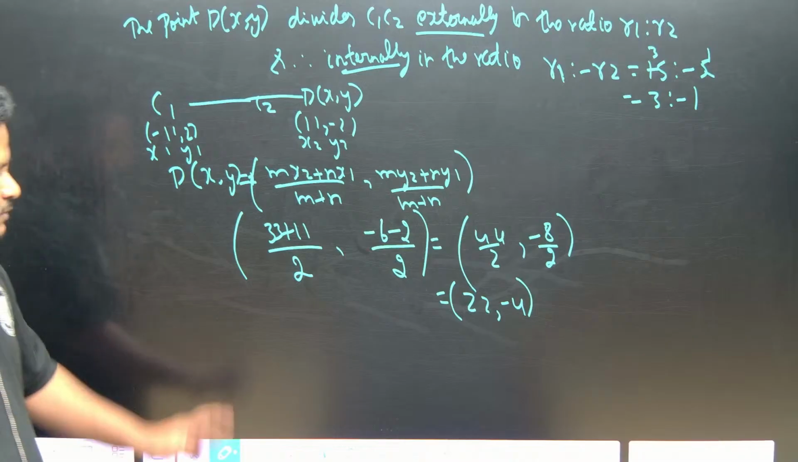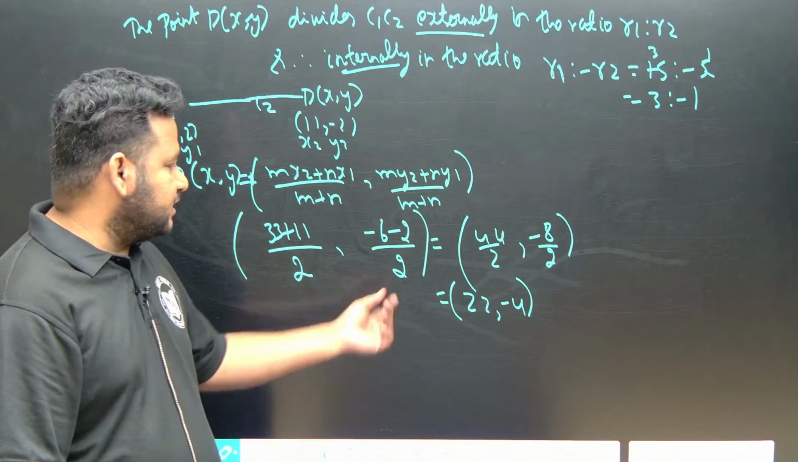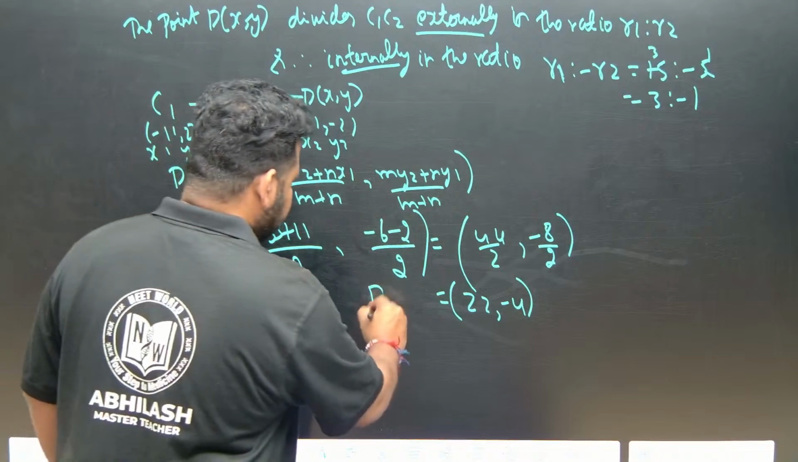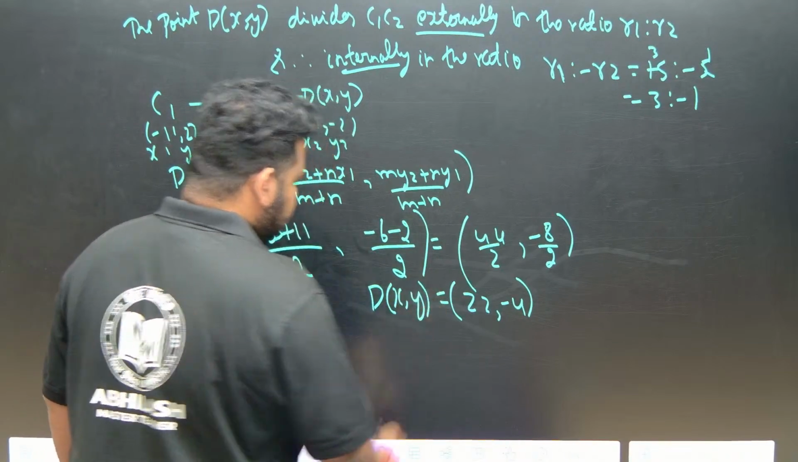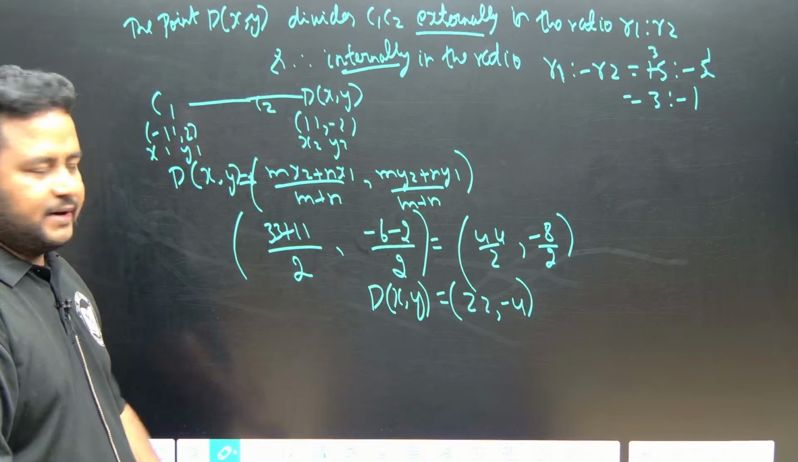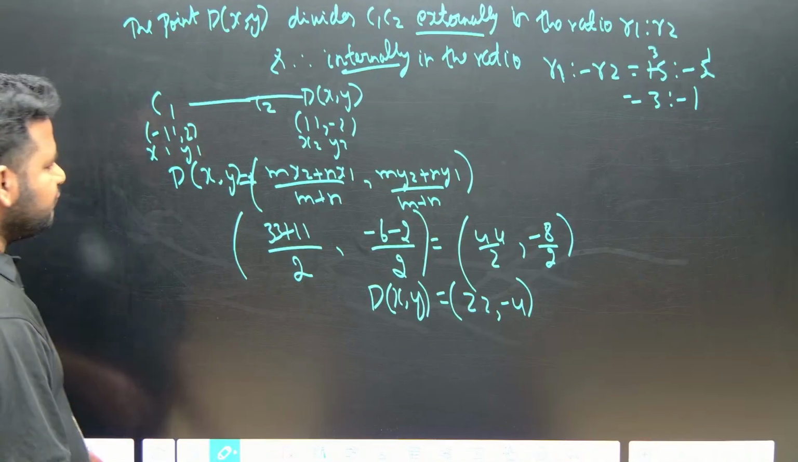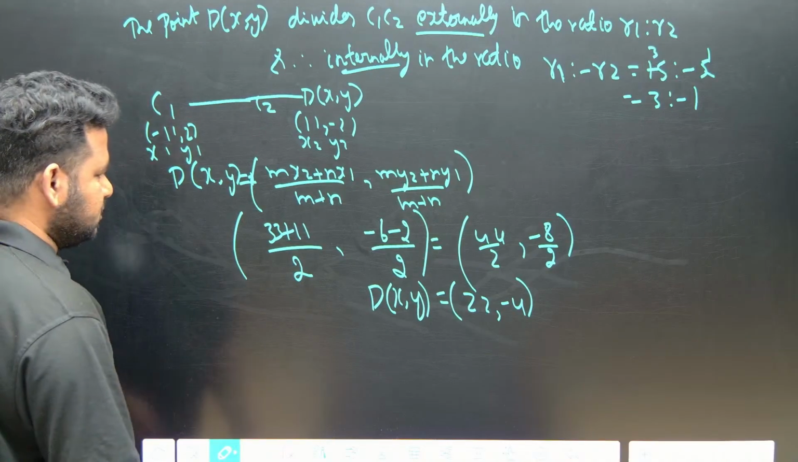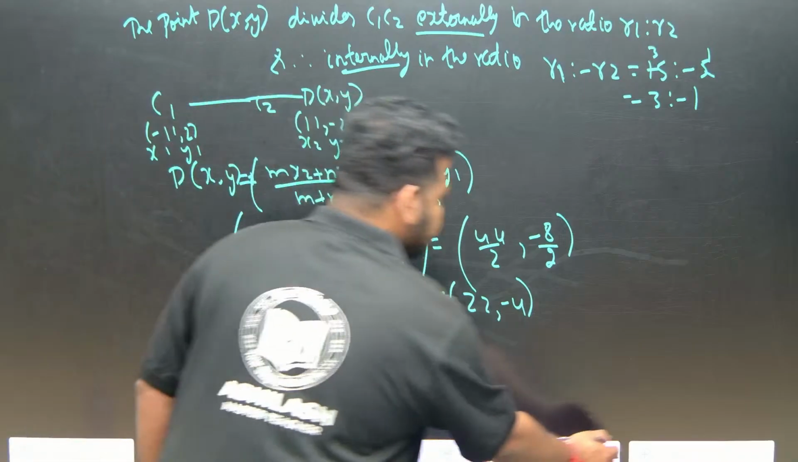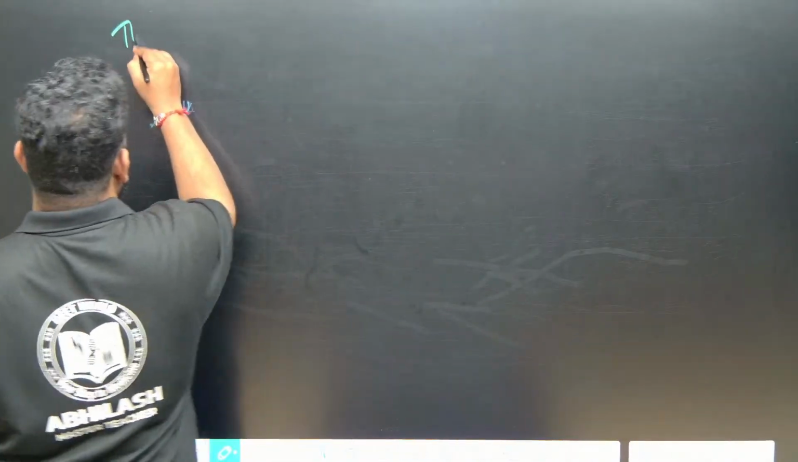This is also called the center of similitude, or we can write it as D(22, minus 4). We'll get it as D(22, minus 4). Now we have to find the equation of the direct tangents.